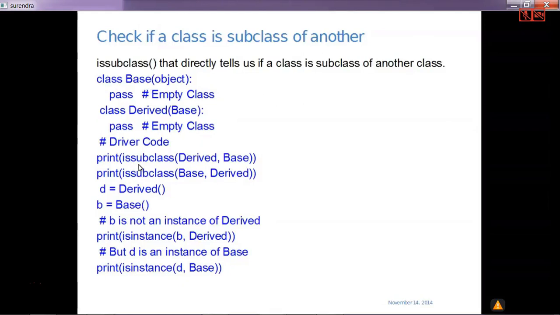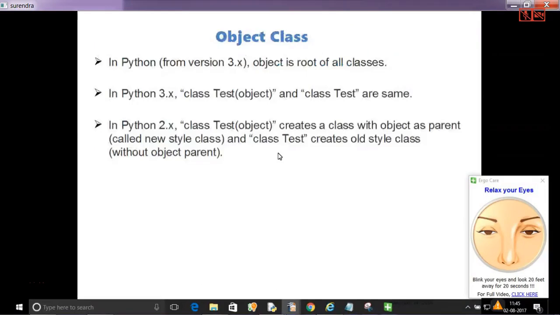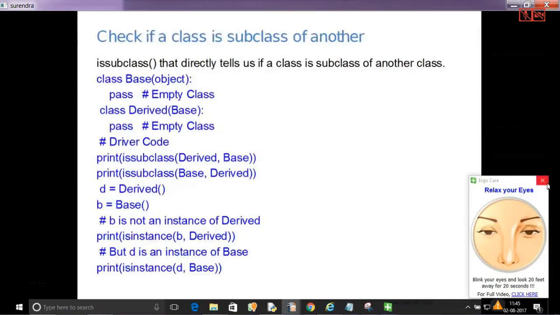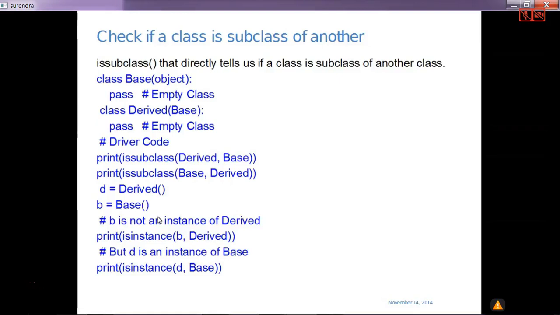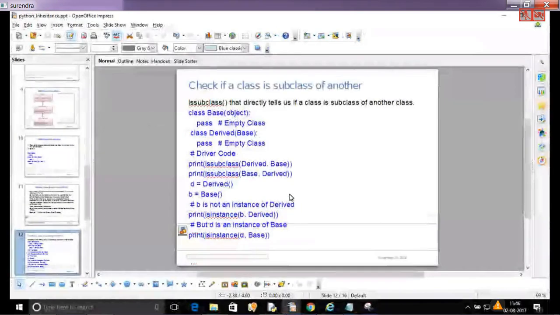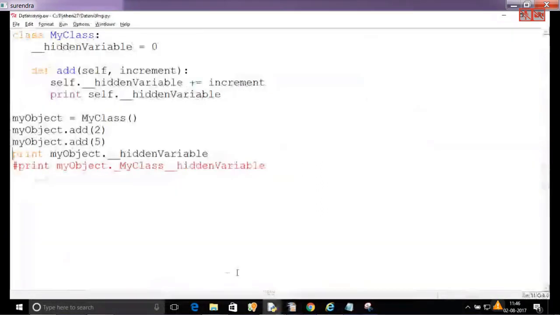Print issubclass derived, base. issubclass derived, base, and issubclass base, derived. Now what does this mean? Which one is the subclass and which one is the derived class? I'll check whether any example is present in my system or not.